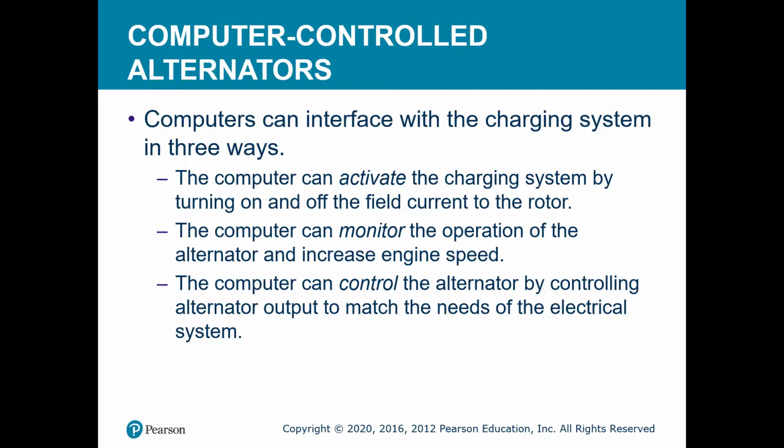The computer can also monitor the operation of the alternator and increase or decrease engine speed depending on if it needs more or less RPMs, especially at idle. The computer can also control the alternator by controlling alternator output to match the needs of the electrical system. On a cold morning, you have your headlights on, your windshield wipers, your rear defrost, your heated seats, heated steering wheel, you have everything turned on in the car, but the alternator can't quite match what is required. Then it will do a thing called load shedding, where it might reduce the amount of amperage to the rear defrost. When normally it would get 100% of amperage, now it's getting 90% or 80% of amperage. That would be referred to as load shedding.